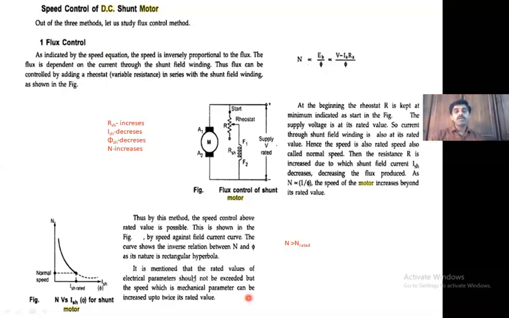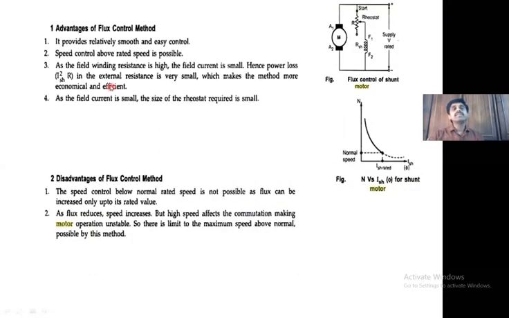And here one point you have to observe is that the rated values of the electrical parameters should not be exceeded, but the speed, which is a mechanical parameter, can be exceeded up to twice its rated value. So let us see the advantages of the flux control method. It provides relatively smooth and easy control. Speed control above the rated speed is possible.